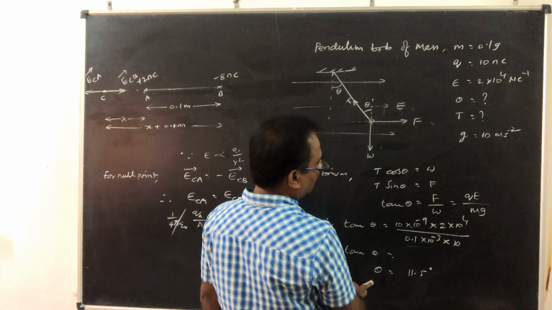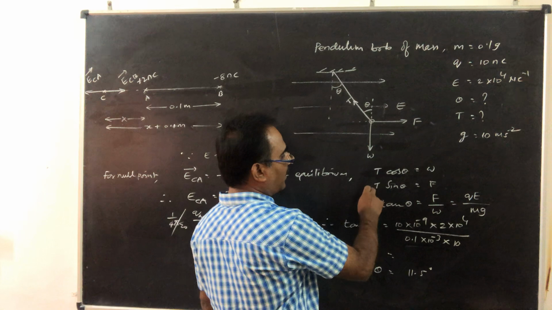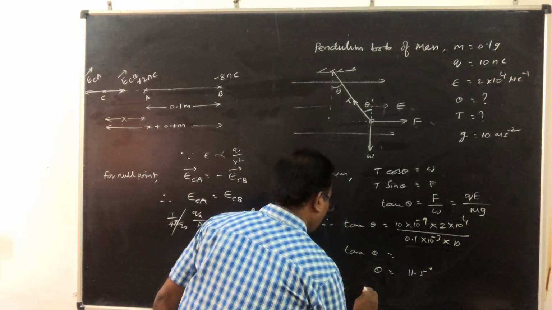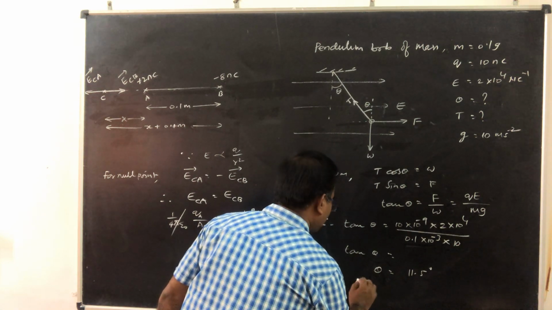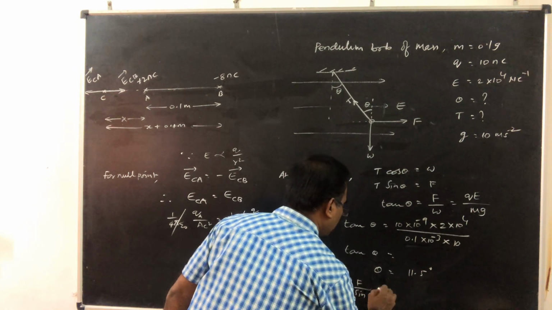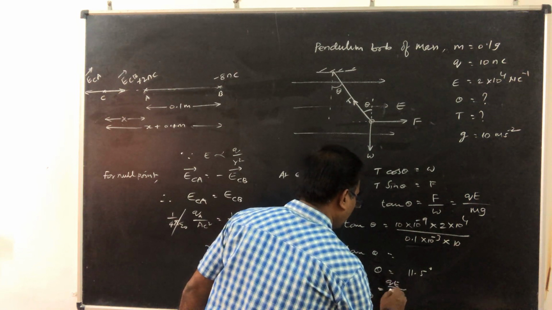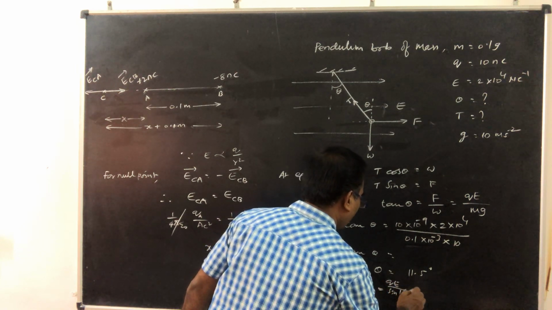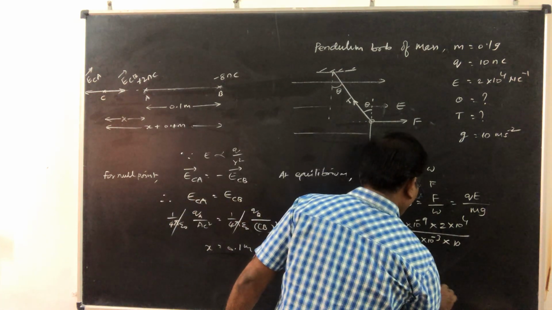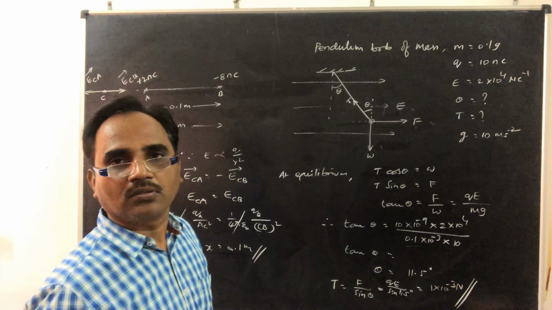Once you get this theta, you substitute either in this equation or in this equation, and from that you calculate this T. So T is equal to W by cos theta, or F divided by sin theta. So this is QE divided by sin 11.5 degree. If you do that calculation, it comes to be nearly 1 into 10 to the power of minus 3 Newton. You will get that much.